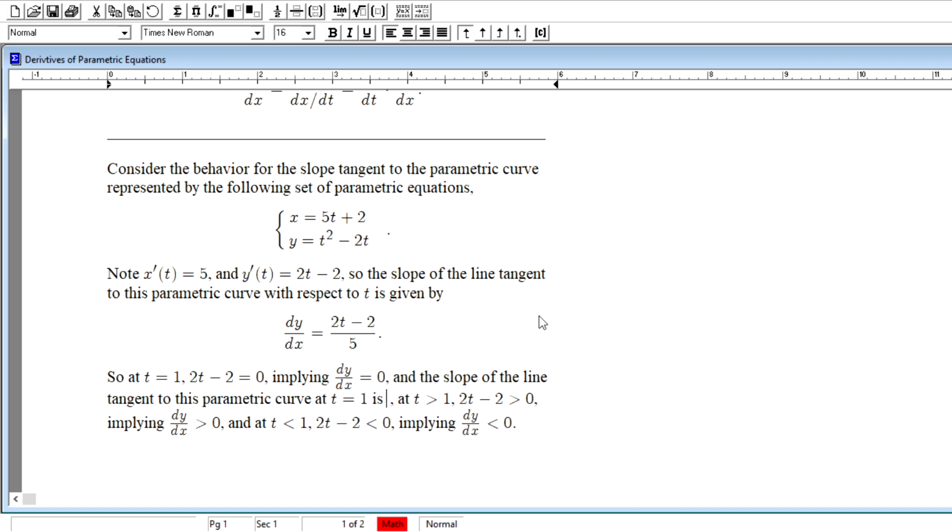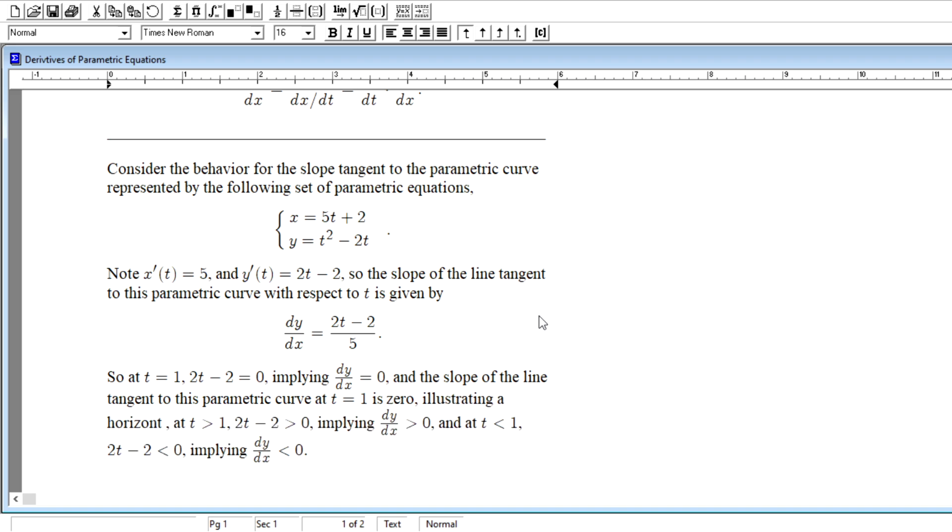0, we'll say, illustrating a horizontal line. That would be the location where the slope would be horizontal.